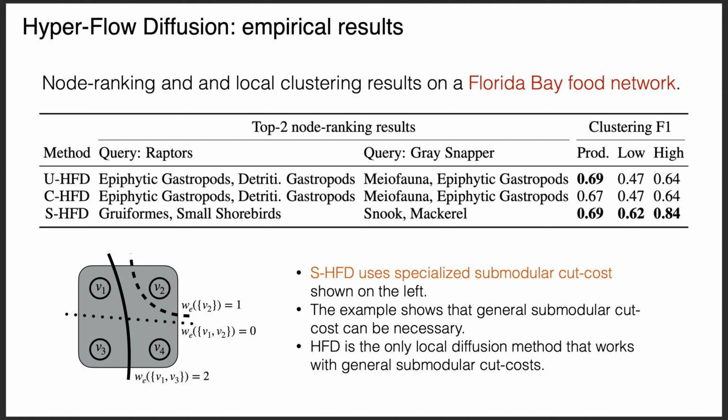The success in node ranking is also reflected in the much higher F1 scores for clustering. Finally, I want to say that HFD is the only local diffusion method that works with general submodular cut costs, which is a unique advantage.